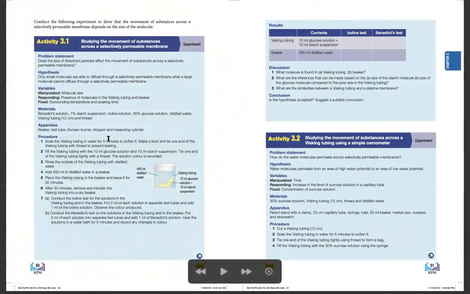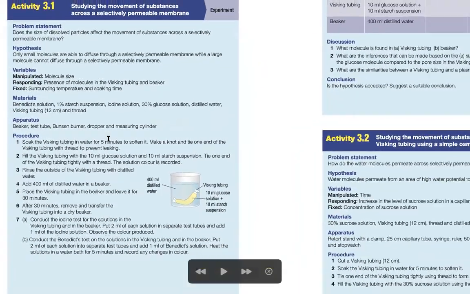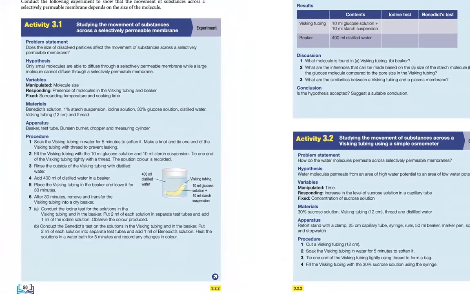Okay guys, so this is the experiment that we will do in the lab, but unfortunately, since we are doing online class, it's hard for us. It's alright. I will explain to you what the experiment is all about and what you should know.